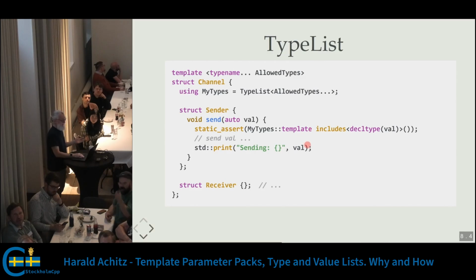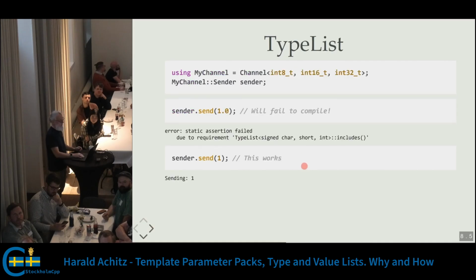If the type is here, you can send it. And we will look at the receiver in a moment. Just first we call this stuff. So we define a channel with a signed char, short, and int. Does anybody know why we have a signed char?